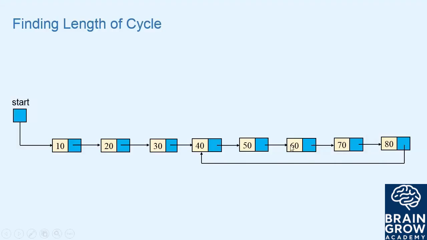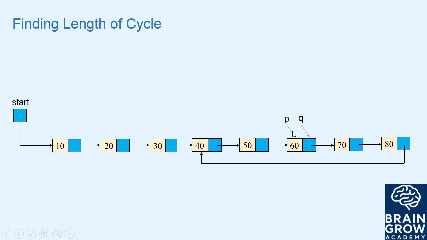This is the node where the slow and fast references met in the hare and tortoise algorithm. Now for finding the length of the cycle, we'll take two references referring to this node. We'll fix one reference and move the other reference one node at a time, and we'll stop when both these references meet again.